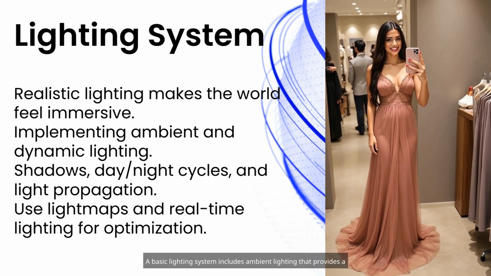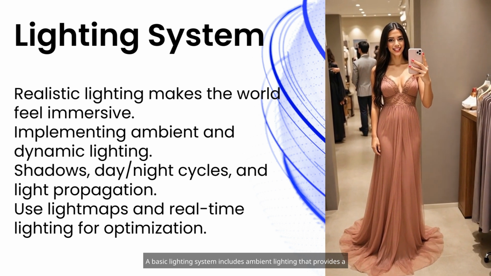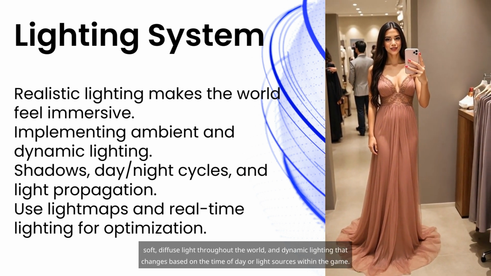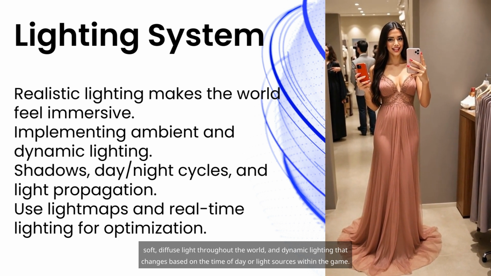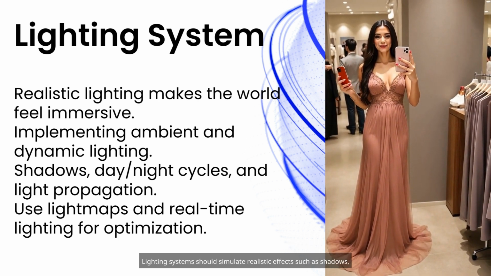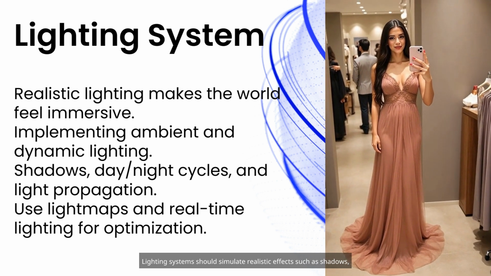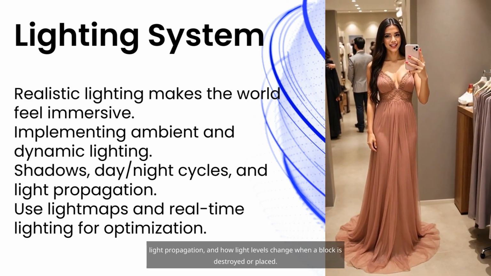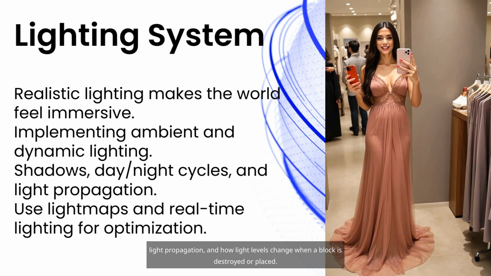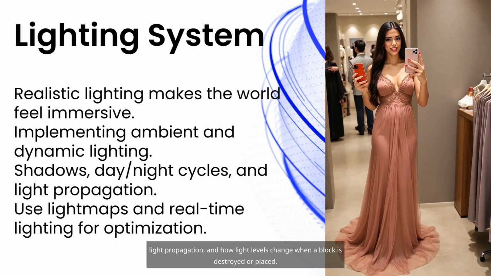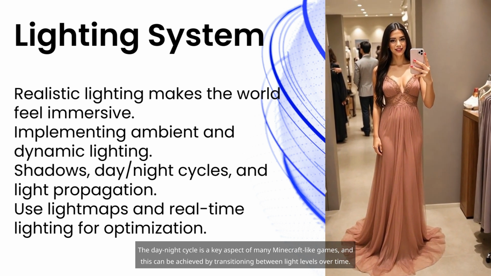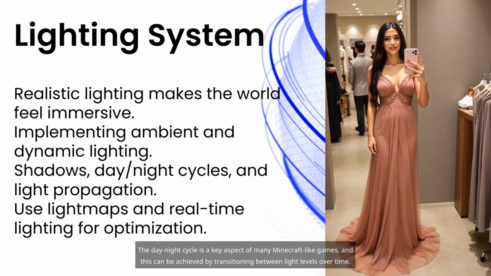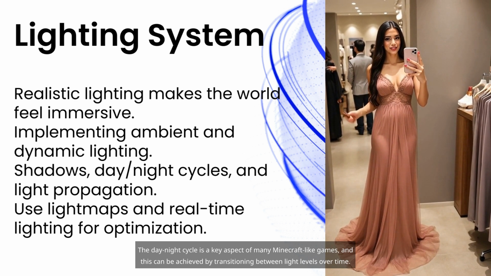The lighting system in a Minecraft-like game is crucial for making the world feel immersive and alive. A basic lighting system includes ambient lighting that provides a soft, diffuse light throughout the world, and dynamic lighting that changes based on the time of day or light sources within the game. Lighting systems should simulate realistic effects such as shadows, light propagation, and how light levels change when a block is destroyed or placed. The day-night cycle is a key aspect of many Minecraft-like games, and this can be achieved by transitioning between light levels over time.